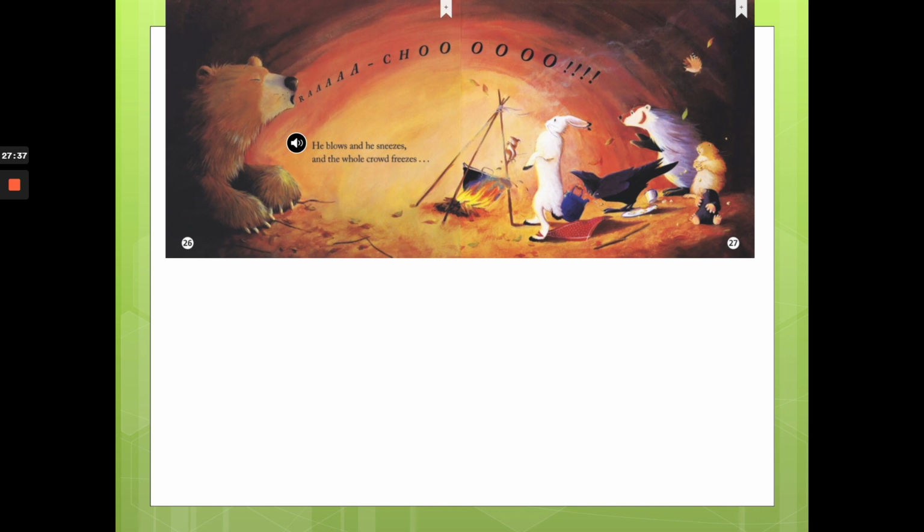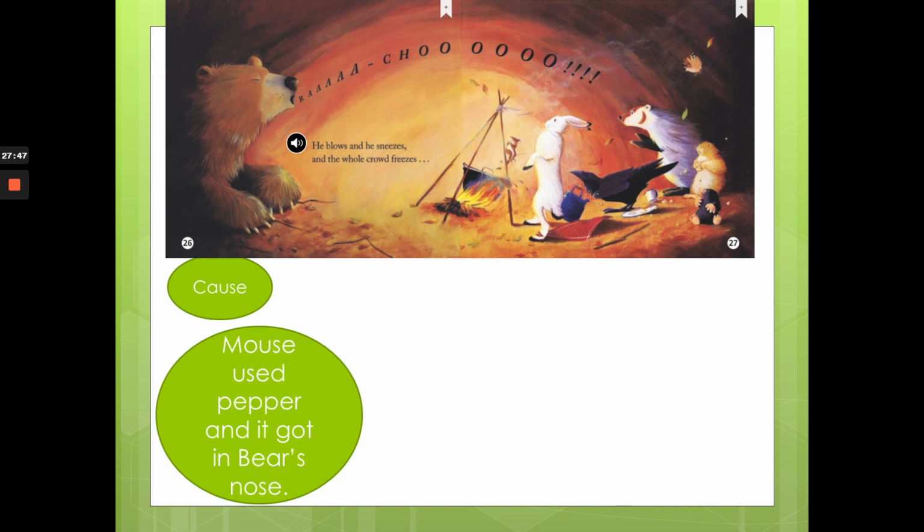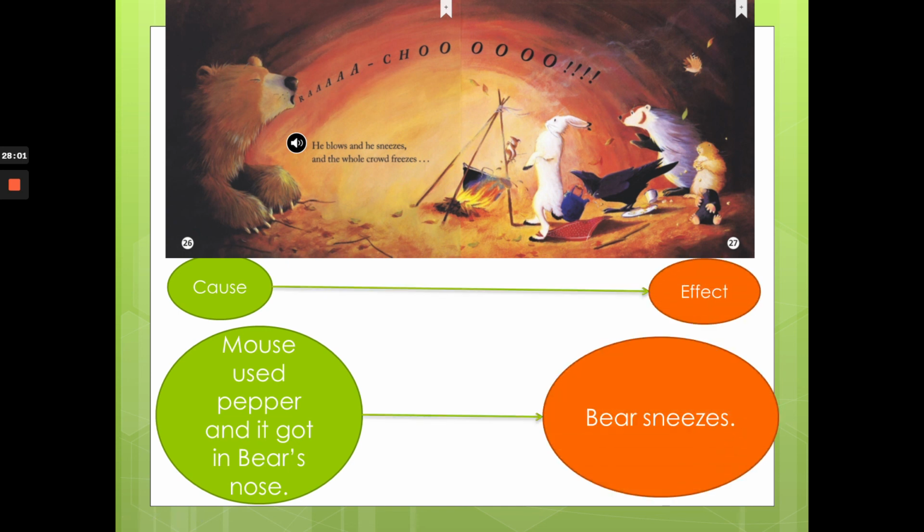Well, on the page before, if we remember, it said that a pepper fleck caused the bear to sneeze. So, Mouse was using pepper, right? Remember that Mouse was seasoning the stew. Mouse was using pepper, and it got into Bear's nose. And because the pepper got into Bear's nose, as a result, as an effect, Bear sneezes.